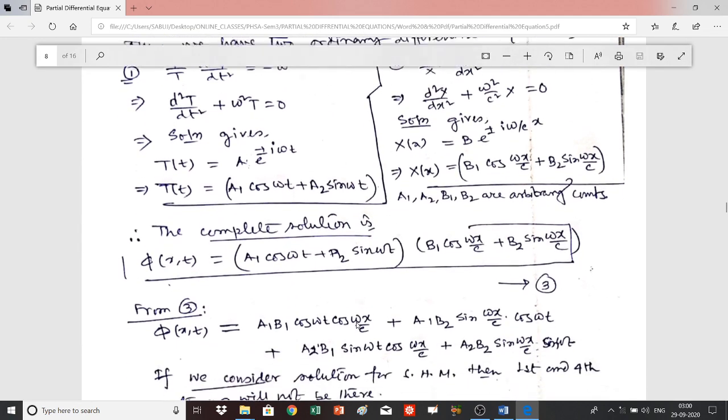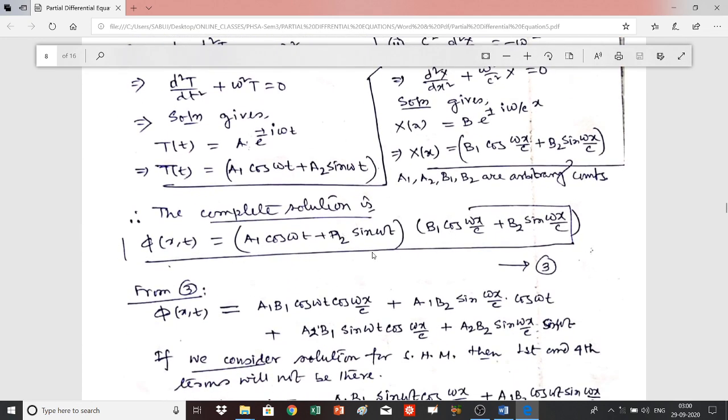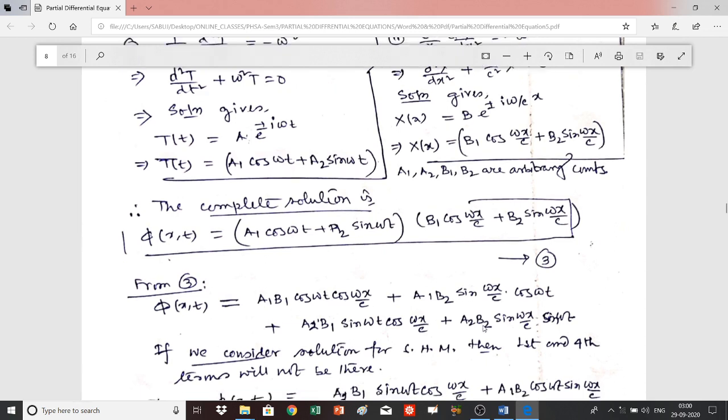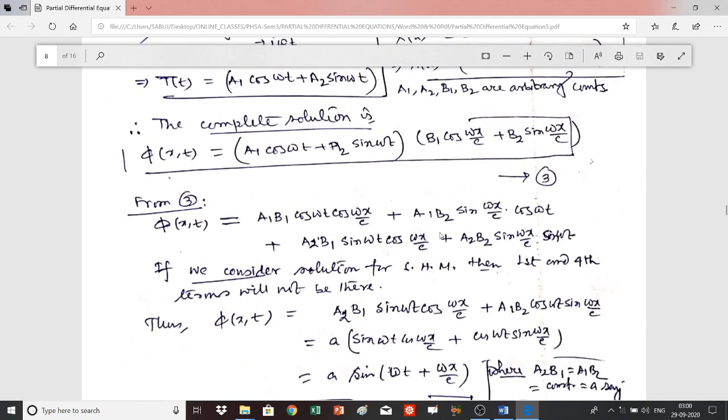Now just simplify this. From this relation you can write, first multiply these with these two terms, that will give you these, and from here these and these. Just multiply this. Here is everything after multiplication. Now if we consider the situation of simple harmonic motion, then the first and fourth terms, the first term is cos omega t cos omega x by c, and the fourth term is sin omega x by c sin omega t.